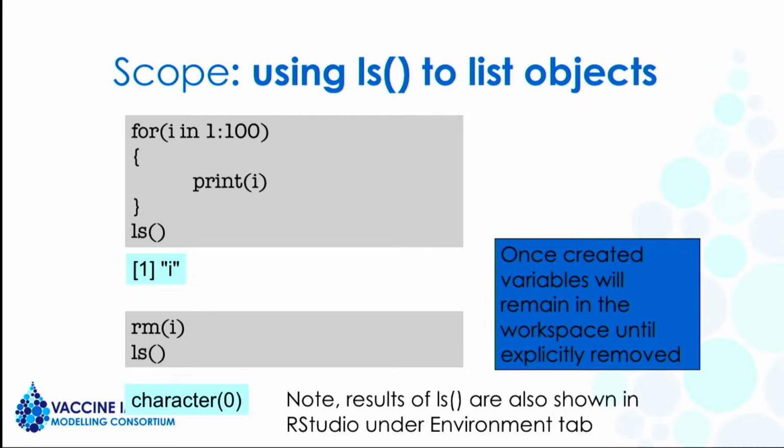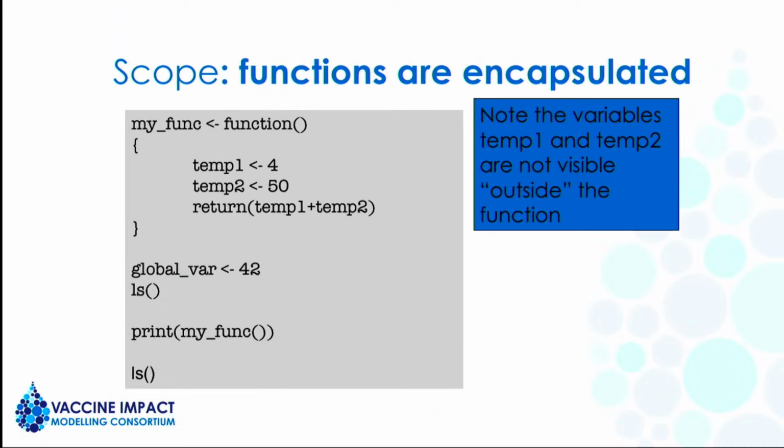Using the ls function, which tells you exactly what objects exist within a particular environment. If we write a function like this, which makes two temporary variables and then returns the sum of those variables, then those variables temp1 and temp2 will not be visible outside of the function. Even after you've called the function, you won't ever be able to see temp1 and temp2.